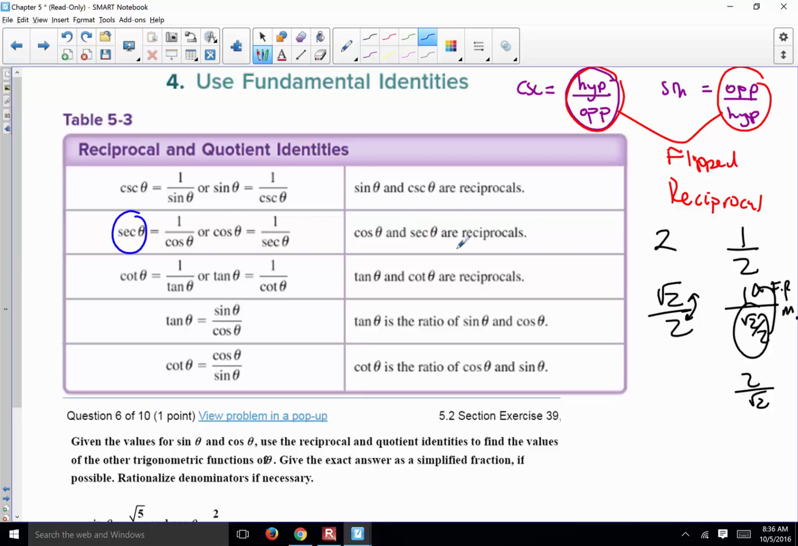Secant has the same idea. Secant and cosine are reciprocal of each other. So secant is 1 over cosine, or cosine is 1 over secant.